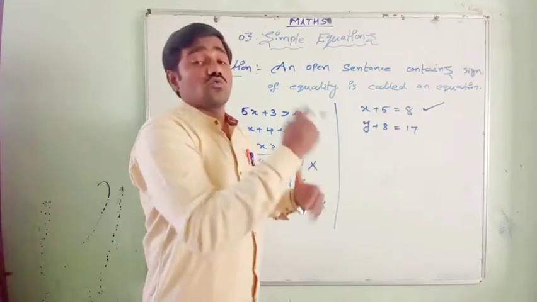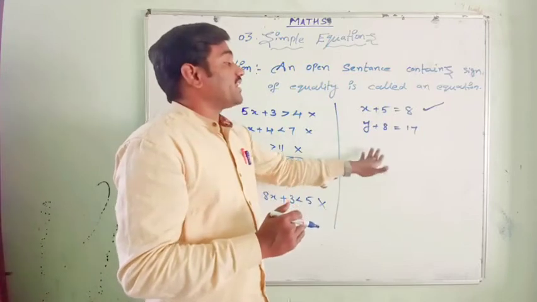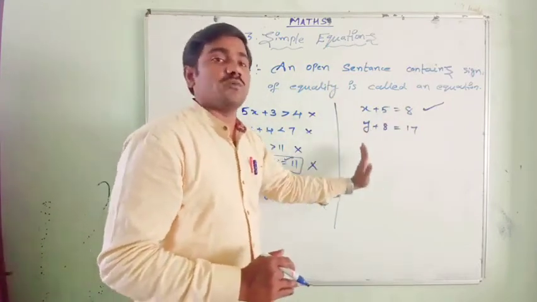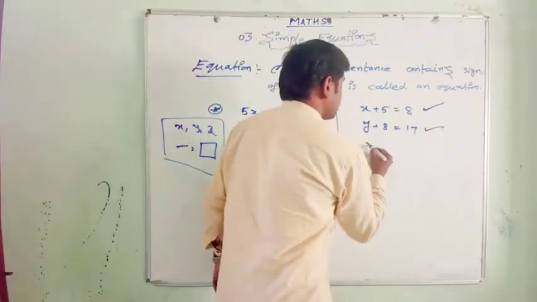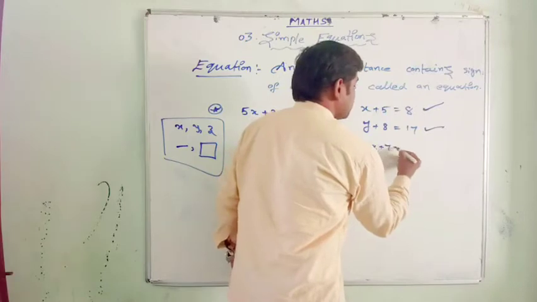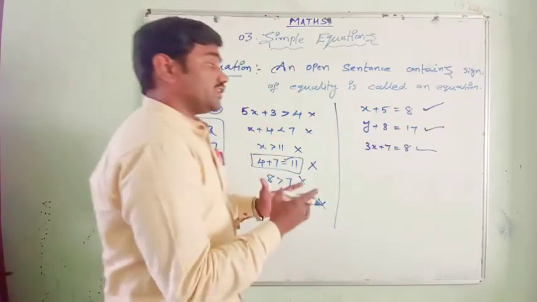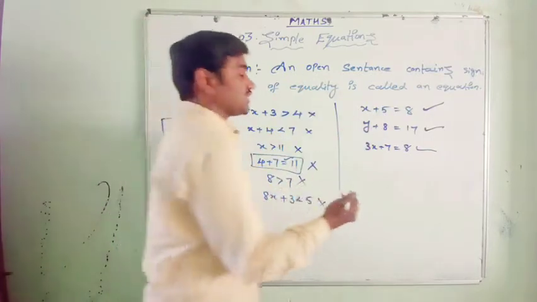Whether the statement is true or false after solving, before that we should identify whether it is an equation or not. Yes, it is an equation. It contains an open sentence and a sign of equality. So it is an equation. Yes, let's see. 3x plus 7 equal to 8. It is also an equation. So there should be one open sentence and there should be one equal symbol. Then only it is called an equation.